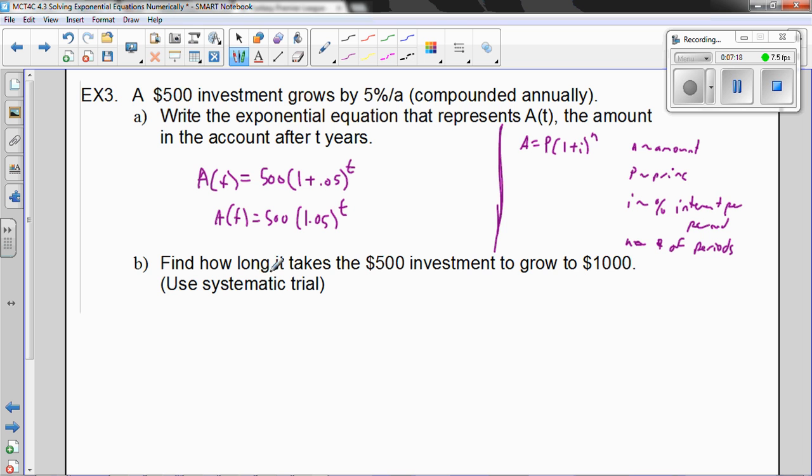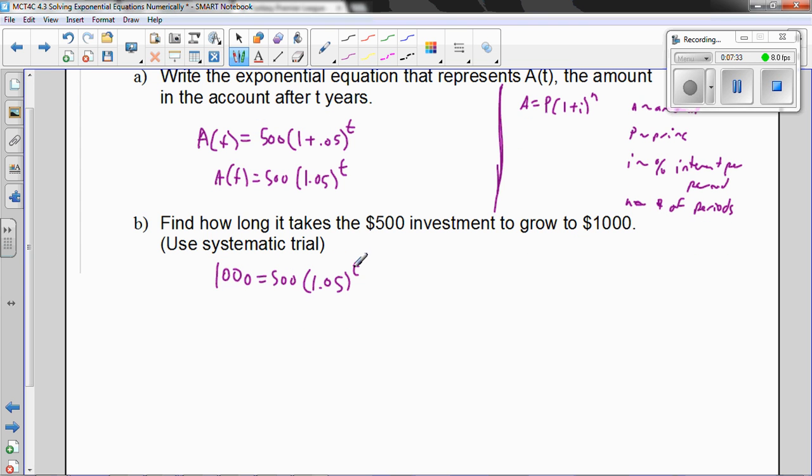There we go. Find out how long it takes the $500 investment to grow to $1,000. So when is the amount going to be 1,000? And it says use systematic trial. What does that mean? Well, that's the guess and check. Now I want to mention one thing here, that I could just be firing values of T in here and then typing this in and looking for when the output is 1,000. Or I could be smart and tidy this up.